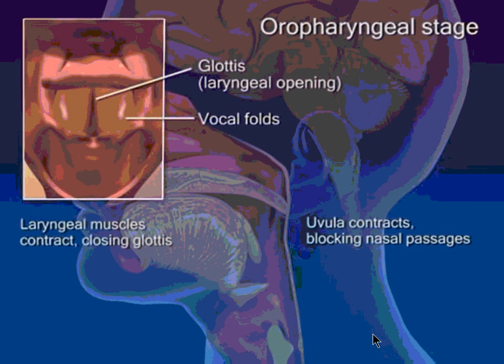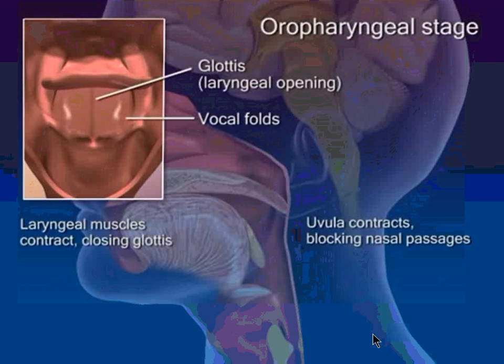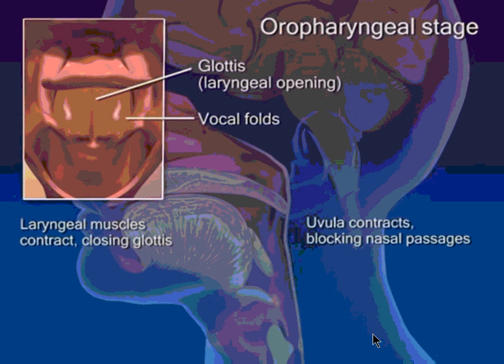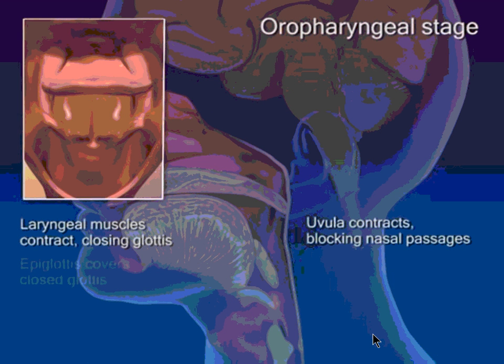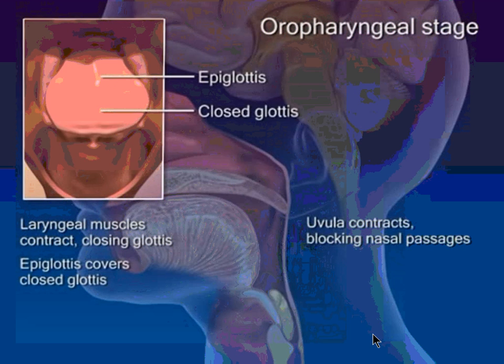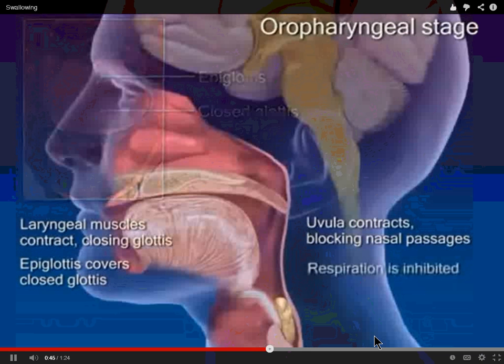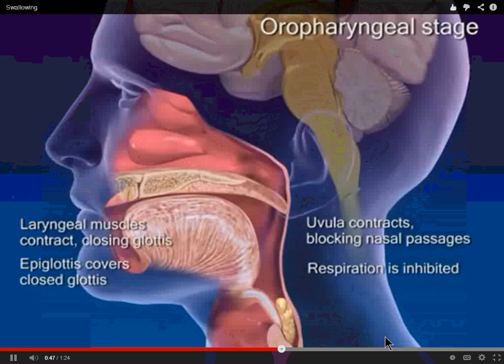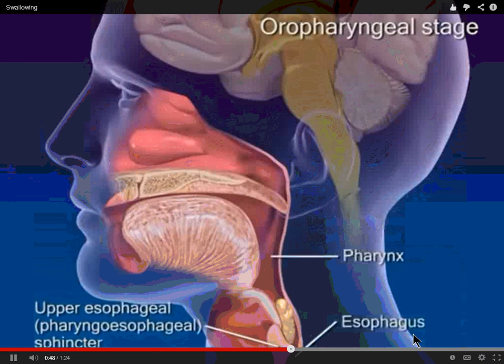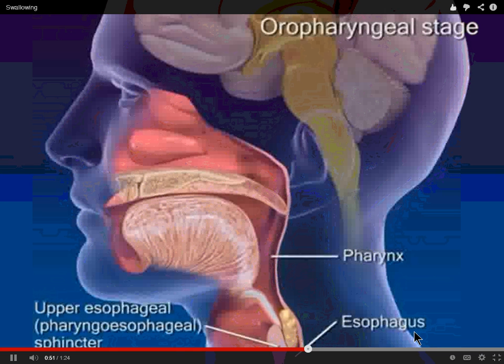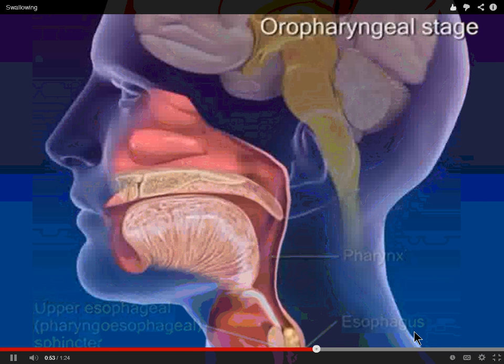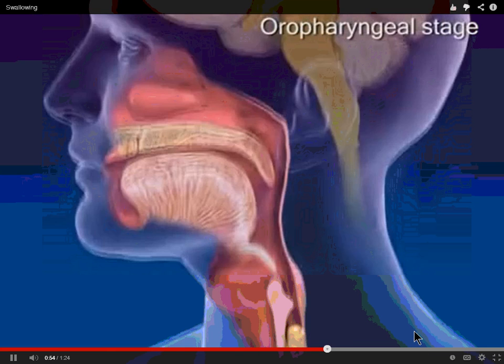The laryngeal muscles contract, closing the glottis at the top of the trachea by tightly aligning the vocal folds. The epiglottis folds down upon the closed glottis. With all of these closed off, respiration is temporarily inhibited. As the upper esophageal sphincter relaxes, pharyngeal contractions drive the bolus into the esophagus. The oropharyngeal stage is done and breathing is resumed.